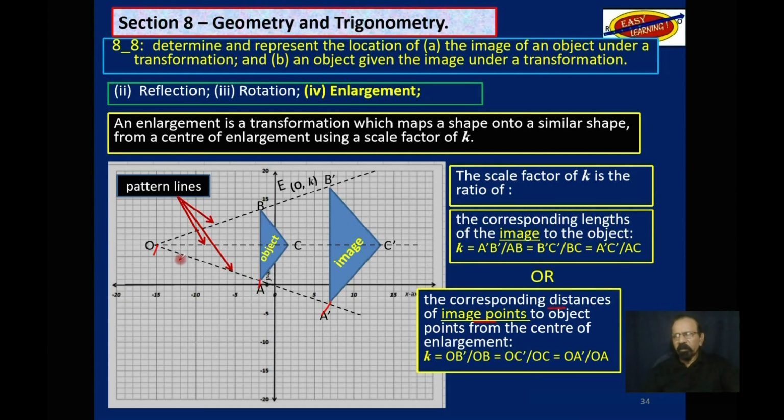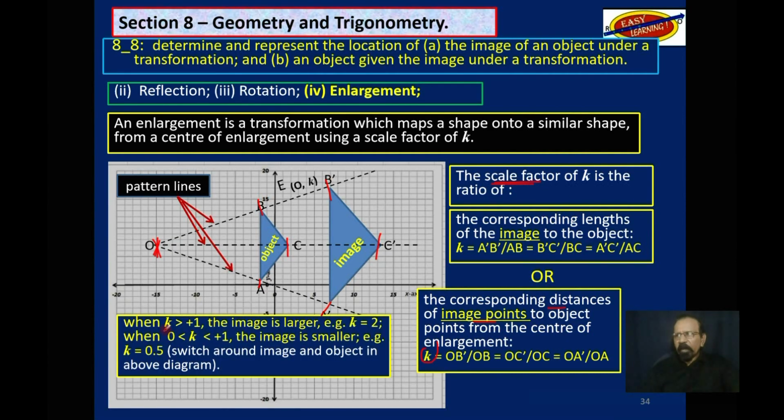to that distance there, or that distance there to this distance there, or this distance here to that distance there. It is always the image distance or side of the image to the object distance or side of the object. That will give us the scale factor. When k is greater than +1, the image is larger. For example, if k is +2, like maybe that there, the image is larger than the object.